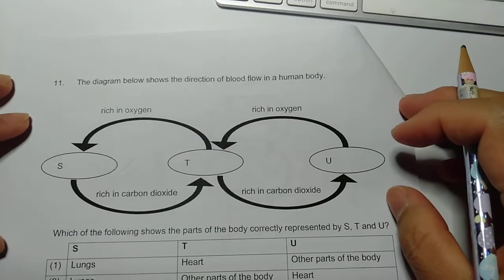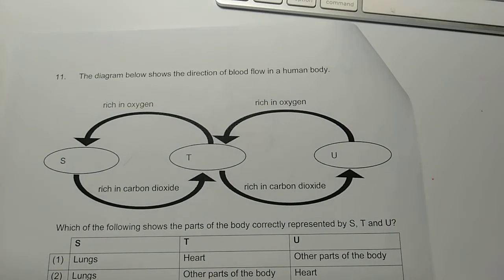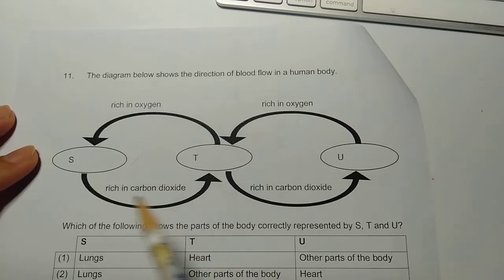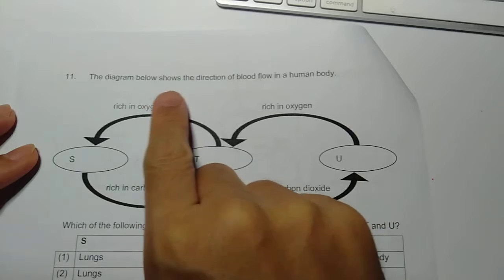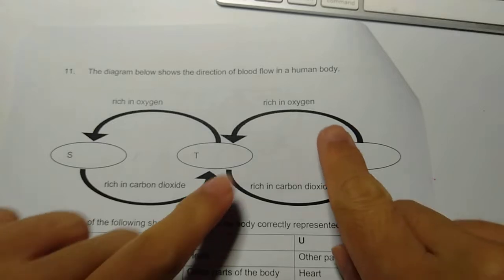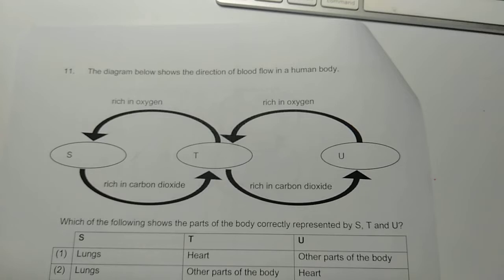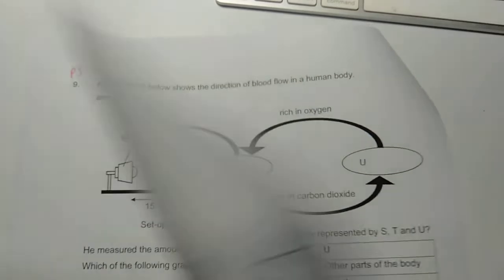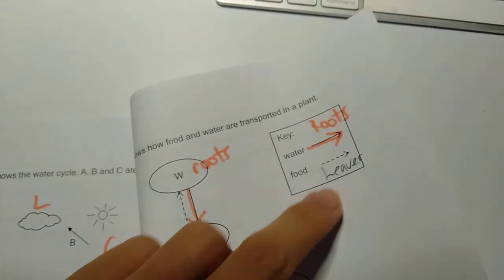Next one, the diagram shows, now this is the first time we're encountering the human circulatory system in this paper. So I'll take a bit of time to explain it, and I'll show you again the simple way of doing it. It shows the direction of blood flow in a human body. So where does it flow from? We talk about blood rich in oxygen, okay? So blood that is rich in oxygen comes from a particular organ. It comes from the lungs. So just like how we did the water traveling last time, we're going to use the same method to do this.